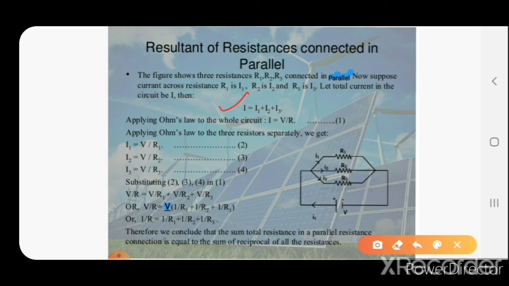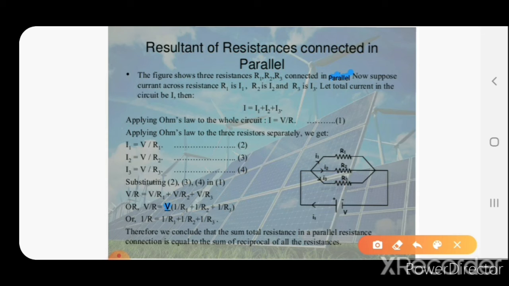Now the voltage remains constant in a parallel combination. Applying Ohm's law to the whole circuit, V is equal to IR, so I is equal to V upon R. This is our equation 1. Now applying Ohm's law to the three resistors separately, I1 is equal to V upon R1. This is equation 2. I2 is equal to V upon R2. This is equation 3. And I3 is equal to V upon R3. This is equation 4.